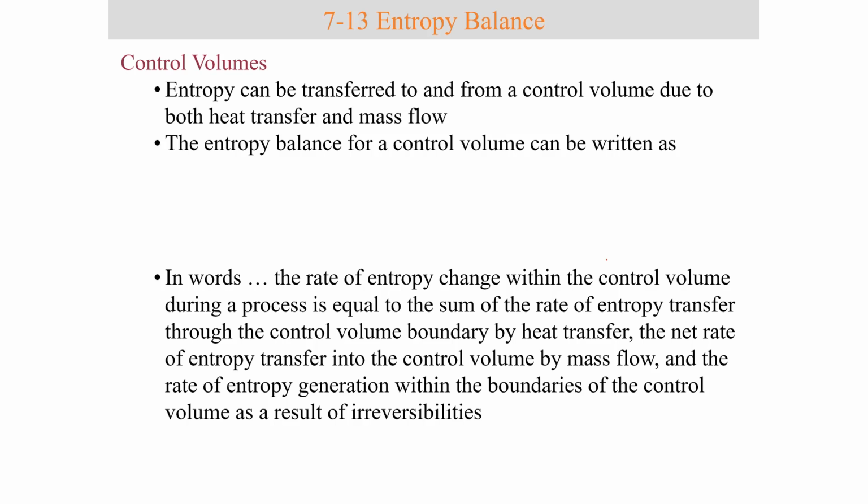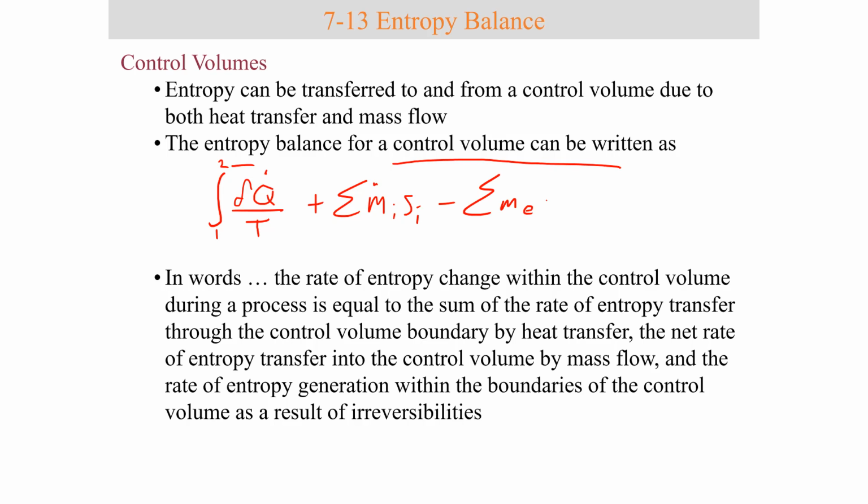And finally, for control volumes, the entropy can be transferred to and from a control volume due to both heat transfer and mass flow. So the entropy balance for a control volume can be written as the sum of the entropy transfer by heat plus the sum of the entropy to the system by mass minus the sum of entropy leaving the system by mass plus the rate of entropy generation equals the change in entropy of the system.